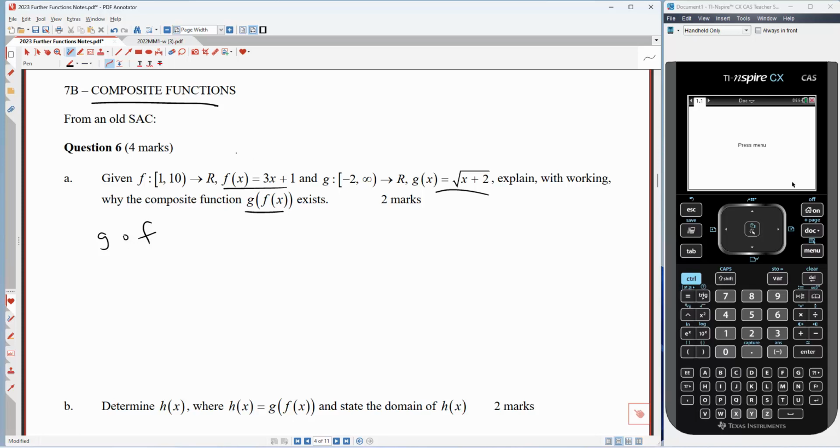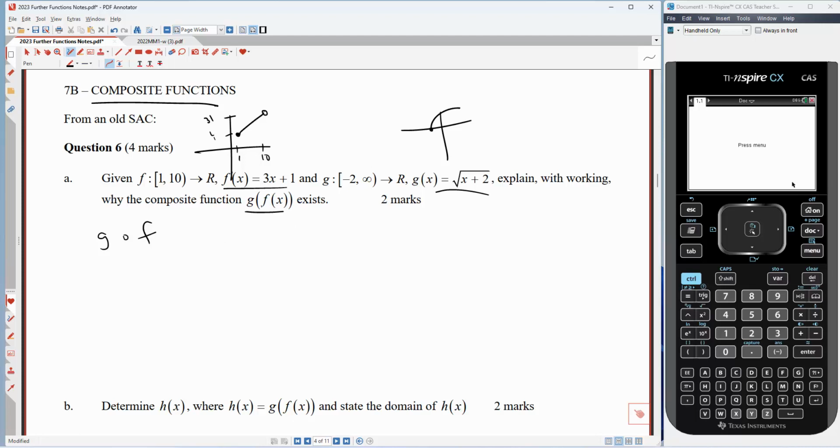Now let's just do a quick sketch of them so we can see that this is linear. Its domain is 1 to 10. If we pop 1 in, we get 4 out. That's going to be closed. If we pop 10 in, we get 31 out. So 10 and 31, obviously not to scale, like that. So that's that function there. Now this one is the standard square root function, moved 2 to the left, which matches its domain.